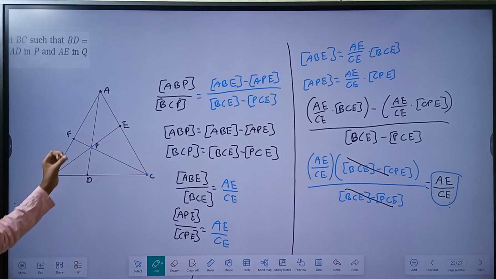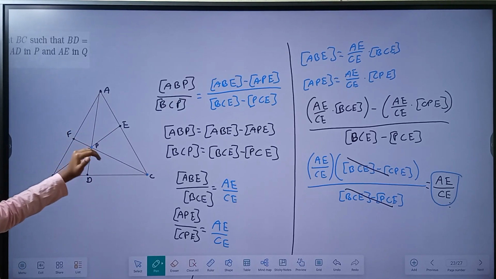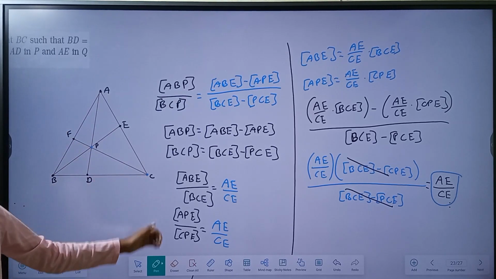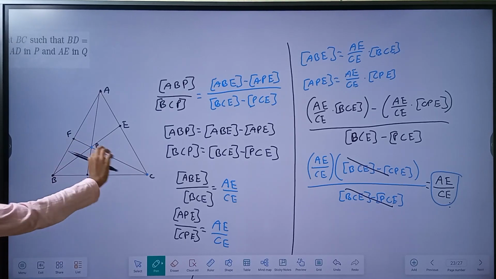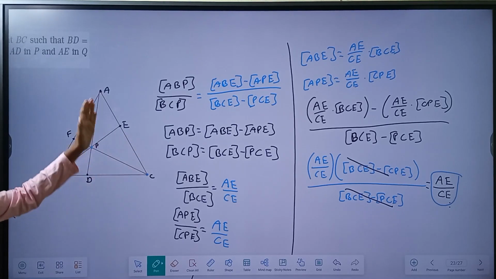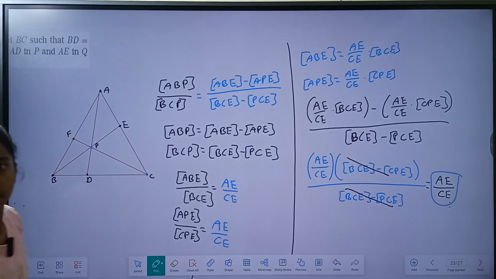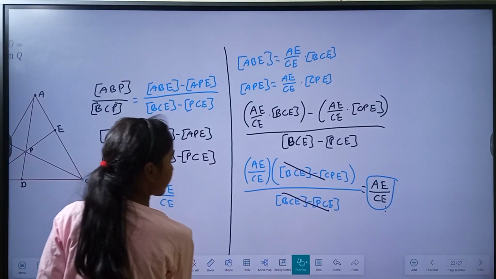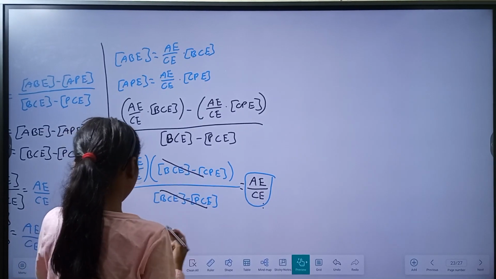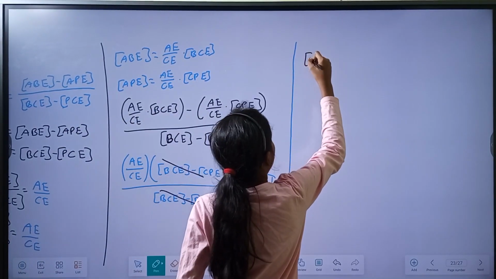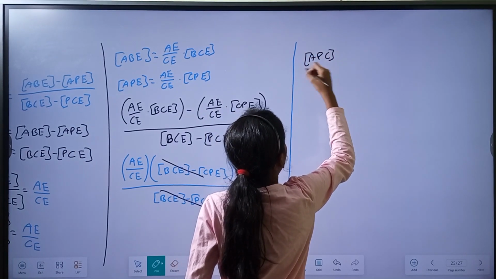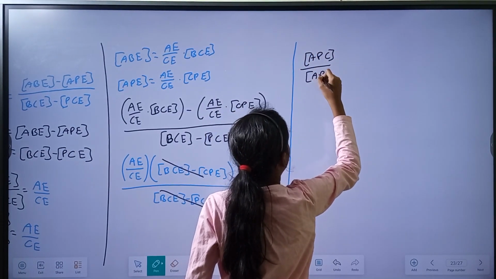Now the other two are APC divided by BPC. Like that we have other two triangles. So ABP by BPC is AE by CE. Now we will write APC divided by APB. APC by APB. Let us write this one more, which is APC divided by APB.